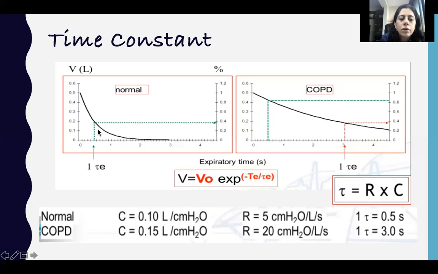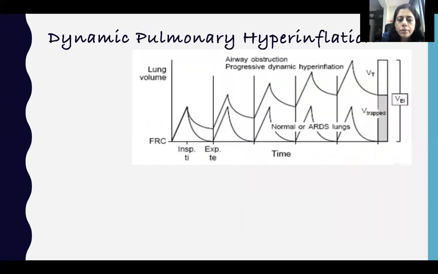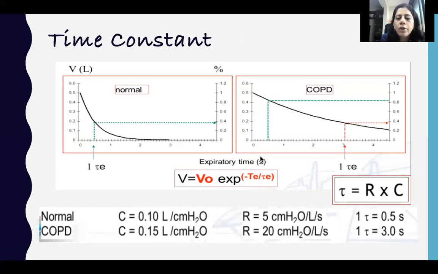Okay, so to completely exhale the tidal volume that was inhaled, this lung, a normal lung, would require 3 time constants. That is, it would require 1.5 seconds. But in the COPD lung, because of the obstruction during expiration, the time constant of the alveoli changes. Because of the increase in the resistance and the increase in the compliance that happens because of COPD, the time constant is now 3 seconds.